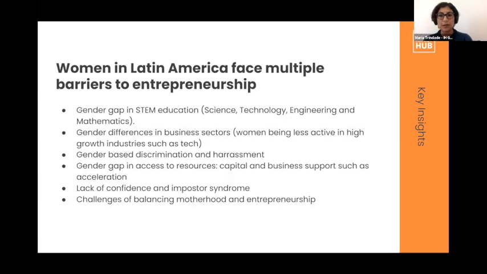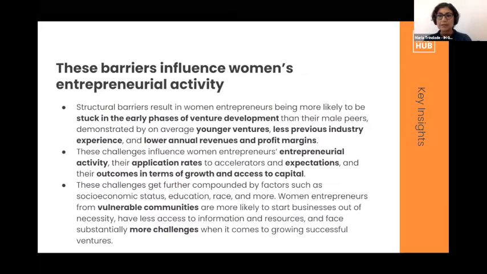Gender gap in STEAM education, STEAM standing for science, technology, engineering, and math. Gender differences in business sectors, so women are less likely to be leading high-growth business industries like tech. Gender-based discrimination and harassment, gender gap in access to resources, capital, business support such as acceleration, lack of confidence and imposter syndrome, and the challenge of balancing motherhood and entrepreneurship. That is all very evident in all the testimonies that you can see in the guide, and also the data set.